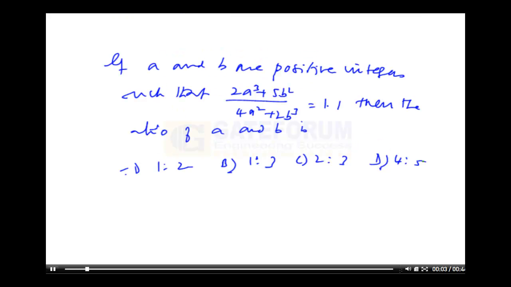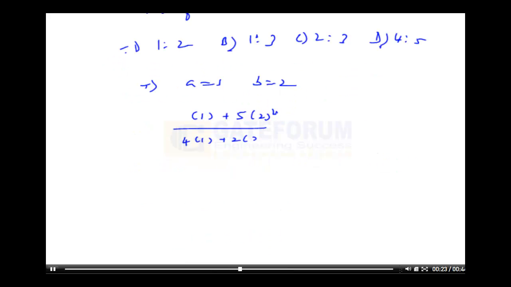Such that 2a cube plus 5b square by 4a square plus 2b cube is 1.1. This, if we work out, will take a lot of time. We go with the options. Take the option A, small a is 1 and b is equal to 2. If we substitute, 2 into 1 plus 5 into 2 square by 4 into 1 plus 2 into 2 cube, see what you get. 20 by 4 plus 16. So 22 by 20 is the same as 11 by 10, which is 1.1, which is true. So the option is A.